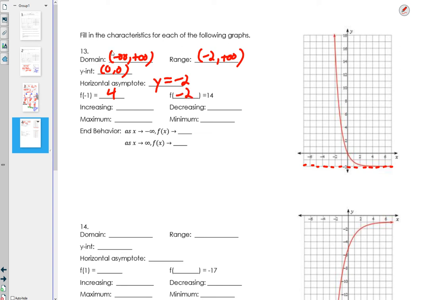Okay, we know that all exponential functions do not change direction, so they're either always increasing or always decreasing. Is this one increasing or decreasing? It's decreasing, yeah, it's a decay. So you just copy the domain and put negative infinity to positive infinity. It's always decreasing. It's never increasing. Don't worry about this junk.